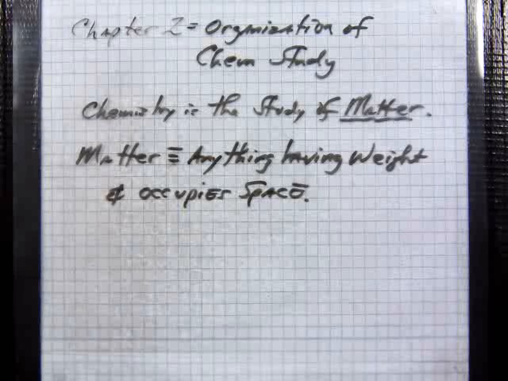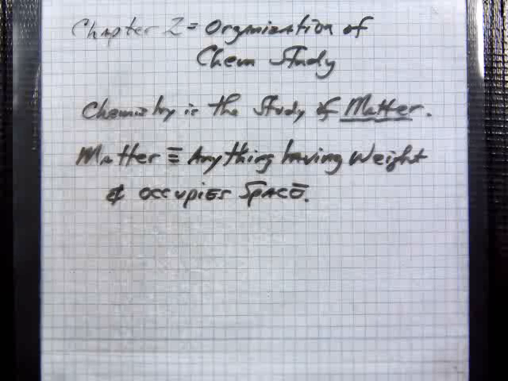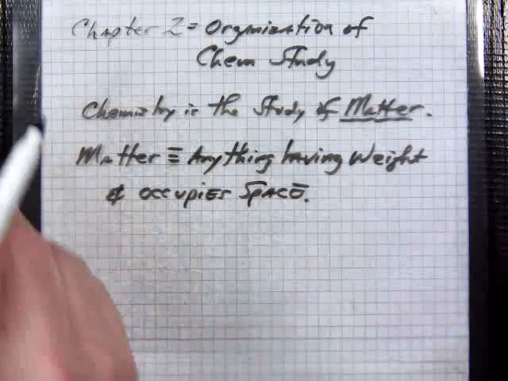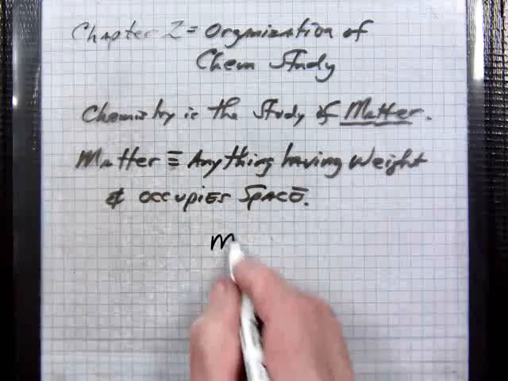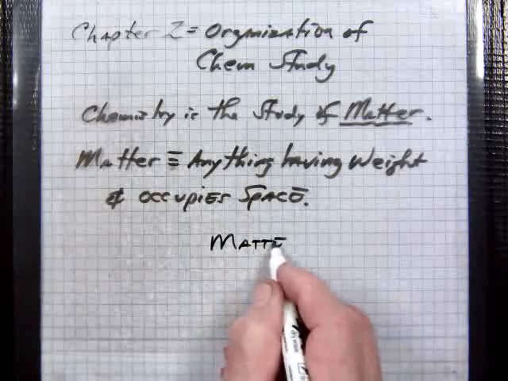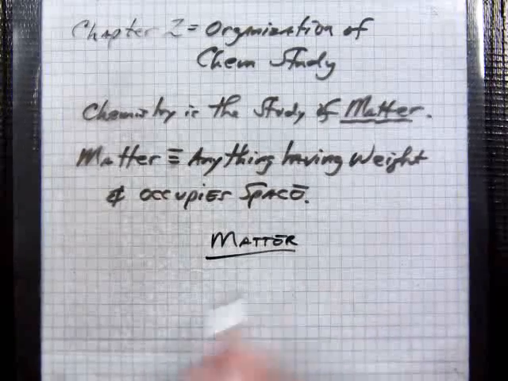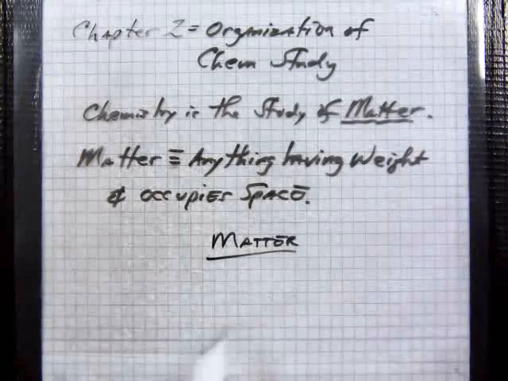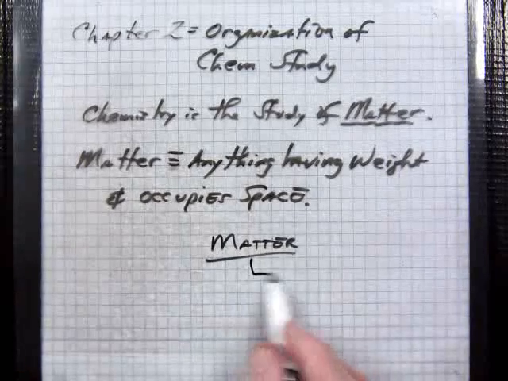But how do we get there? Well, first we need to classify matter in a way that shows how the study of matter is broken down. Matter, make a little table here, is broken down in two major areas: mixtures and substances.